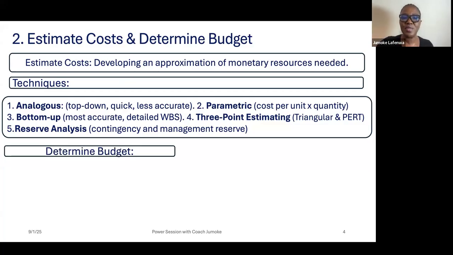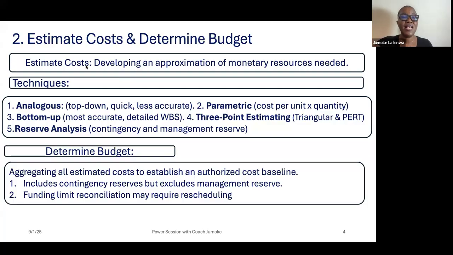So now you have the estimation, you need to determine the budget. And like I said, you will aggregate all the estimated costs to establish an authorized cost baseline. So you just add them. That's the aggregation. And this would include contingency reserves, but exclude management reserve. I think I explained this not too long ago. And the funding limit reconciliation may require rescheduling. So you have the estimation, and adding them together gives you the budget.